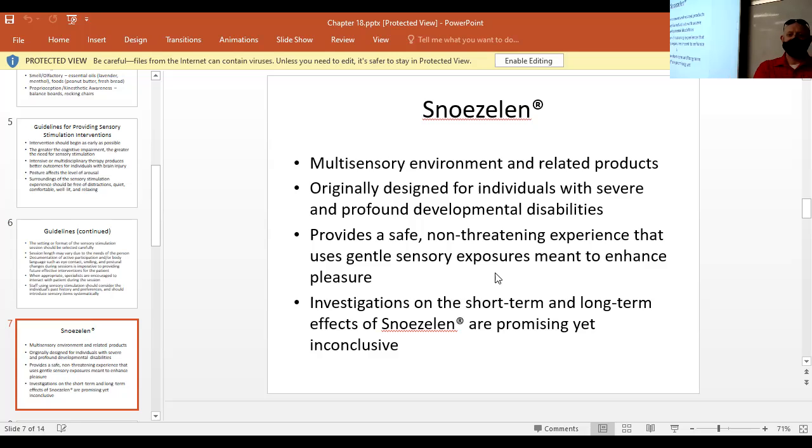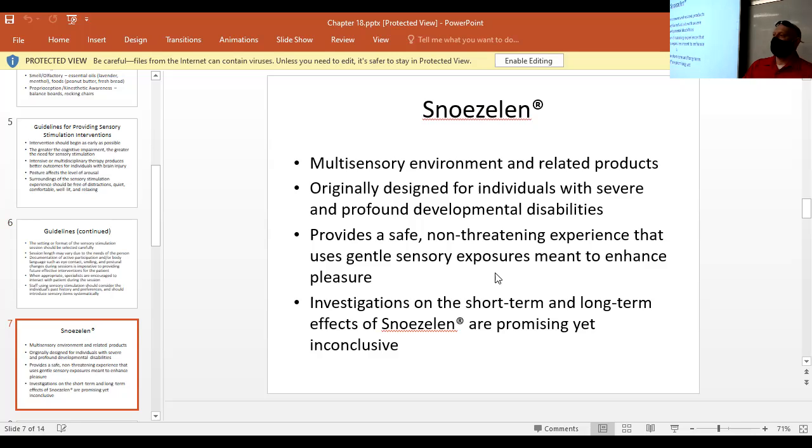It was originally designed for people with severe and profound developmental disabilities. Like I said, these are the people who, severe and profound, we're talking about patients who need help on almost everything in the continuum. They need help with dressing, bathing. They need help with brushing their teeth. These severe, profound individuals. That's who it was originally designed for.